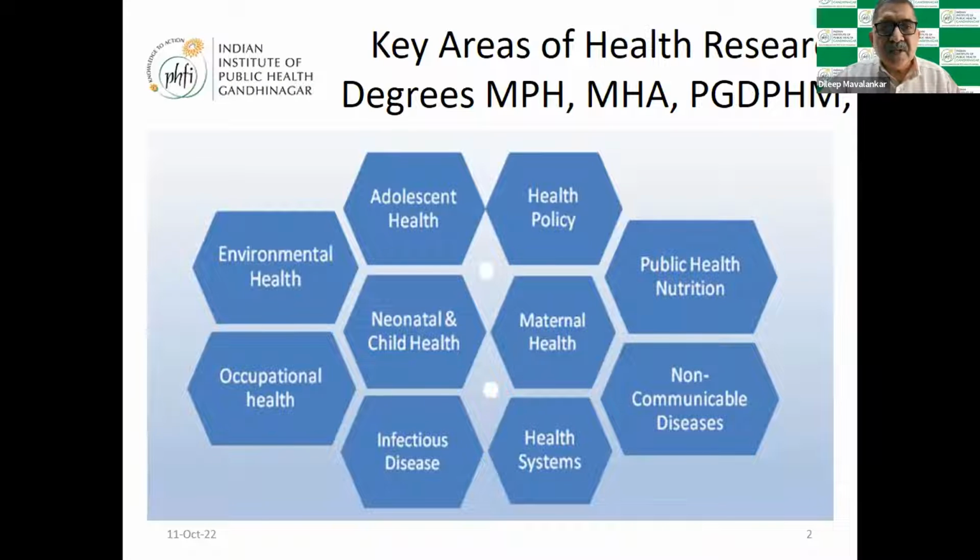Just a brief introduction of the Indian Institute of Public Health. It is the first public health university of India, started by the Gujarat government and the Public Health Foundation jointly. We offer two master's programs, Master of Public Health and Master of Hospital Administration, and a PG Diploma in Public Health Management, which is largely meant for government health officers. We work in many areas shown here, including environmental and occupational health. And this heat health work is part of this environmental and occupational health.